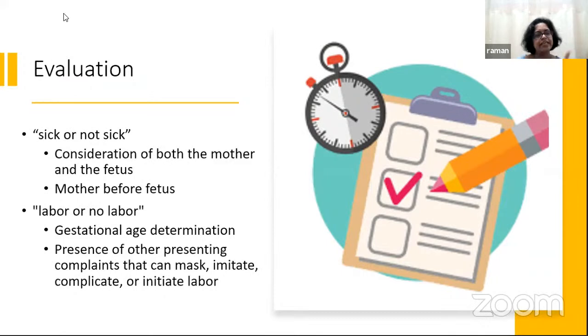Next, to answer the question of labor, the most important determinant is the gestational age, because you would want to know whether you can actually accommodate her in the facility. Of course, there are lots of other conditions which can mimic or initiate labor. So that would be your goal. First, you see that the mother is stable, the baby is stable, and then you find out whether she is in labor or not.